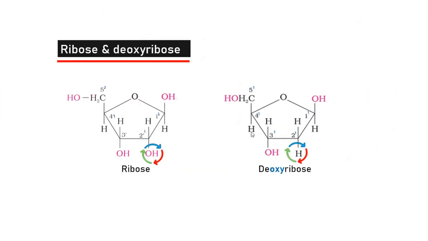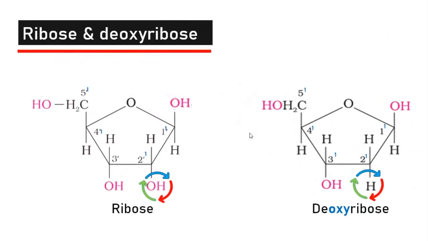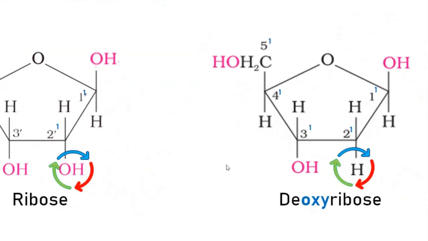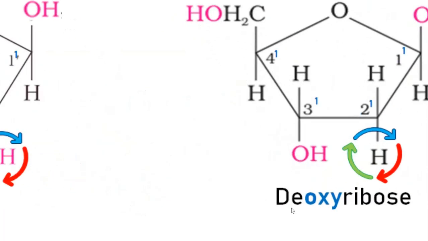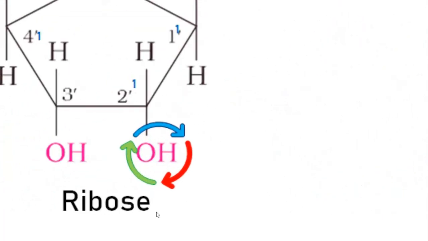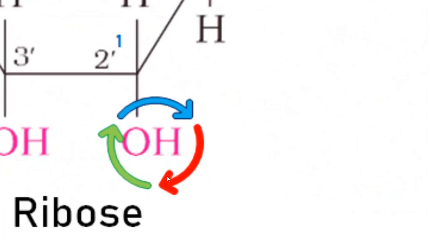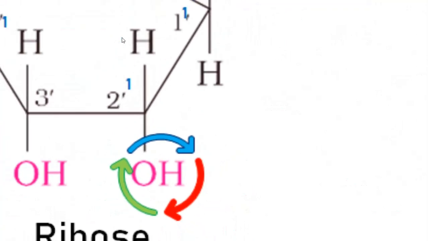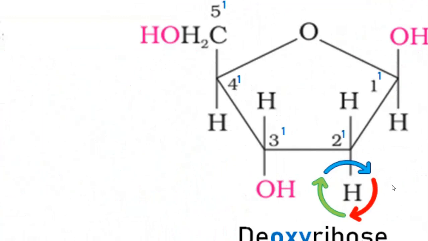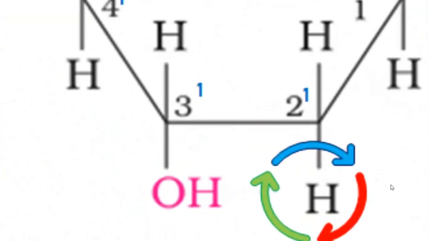And coming to the two types of sugars present in the nucleic acid, they are the ribose sugar as well as the deoxyribose sugar. Then what is the basic difference here? When you look at the second prime position, in the case of ribose, here we can see the presence of the OH group at the second prime position. In the case of the DNA, look at the type of sugar present here. At the second prime position, oxygen is absent.